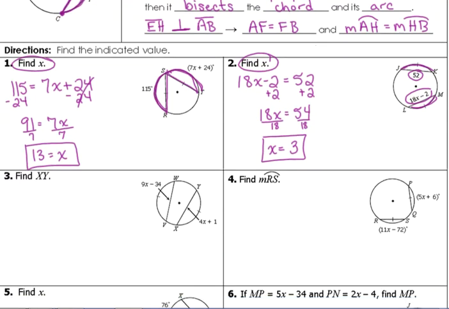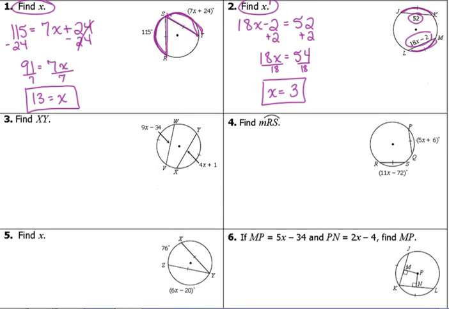Let's look at number 3. Find XY. So this is what we are looking for, that segment length. Once we find x, we're going to have to do a little bit more work past that. So the arcs are marked as congruent, so those chords are equal. 9x minus 34 is equal to 4x plus 1.